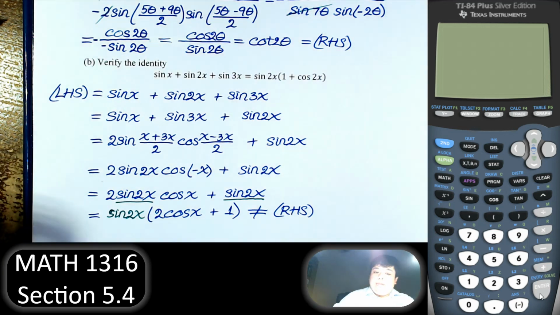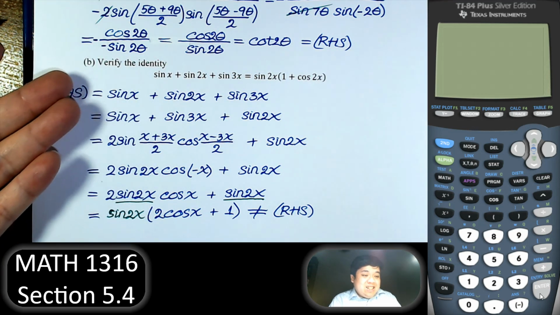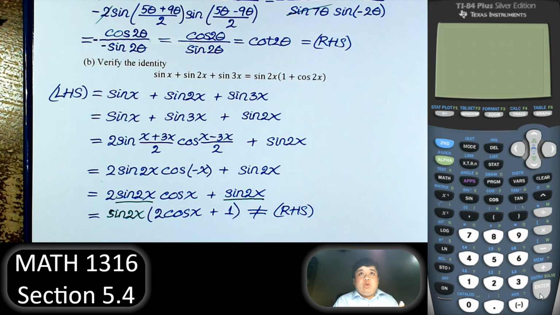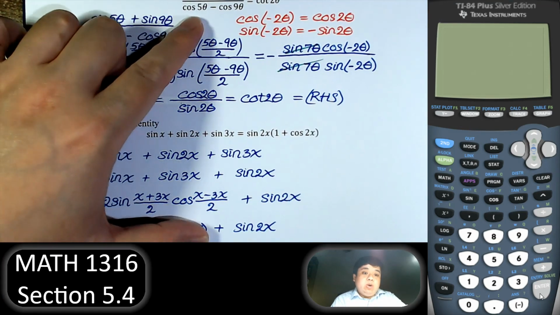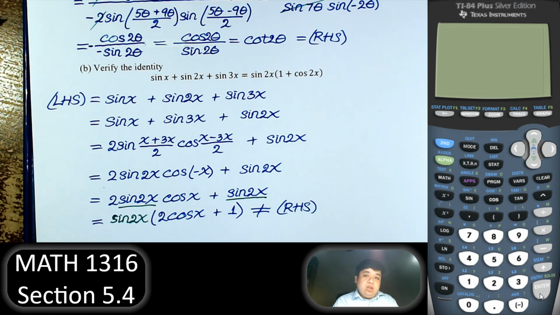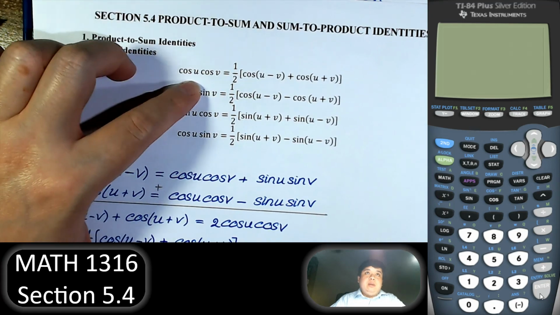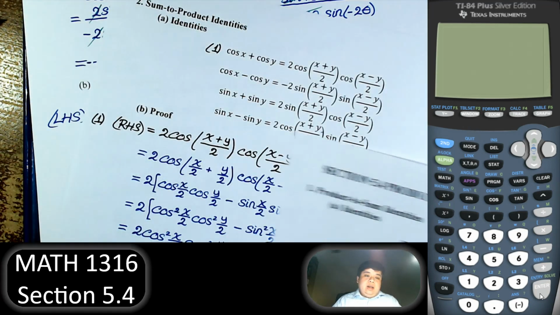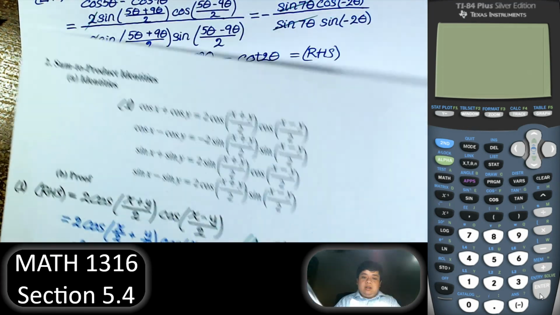Alright. This didn't say prove it. It says verify, so it may or may not be true. The first one though is true. This one is not true. So the first one is an identity. This one is not. So that's all I want to cover for this section. In this section, there are only 2 identities: a product to sum, and then sum to product.